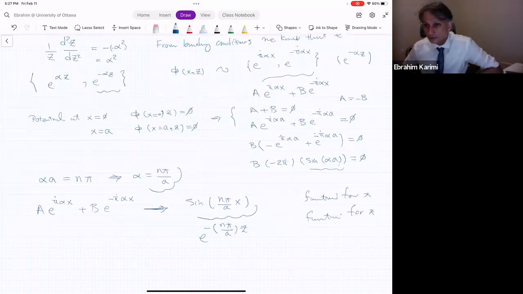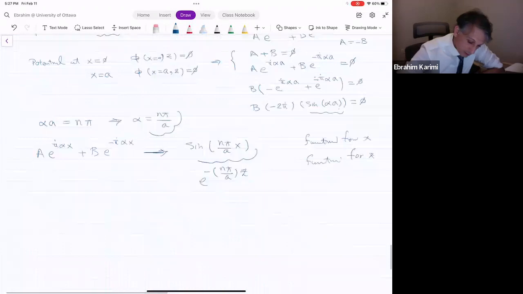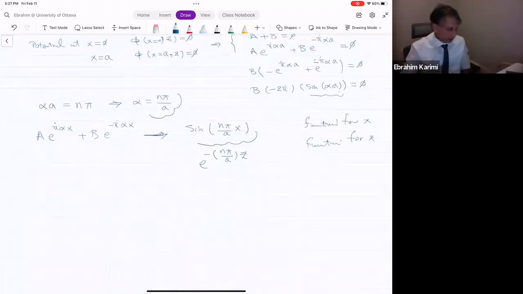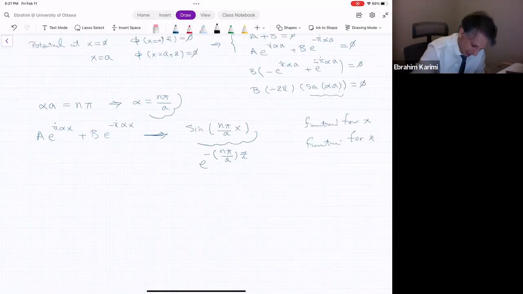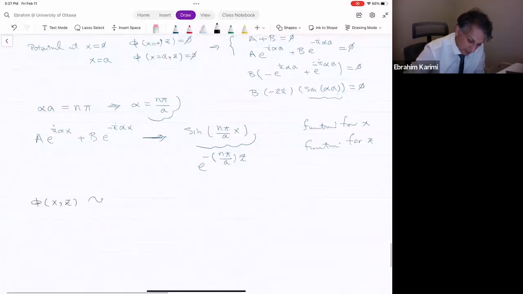All right. Good. Then I know that the potential that I have, x and z, is given in terms of sine of n pi over a times x, e power of minus n pi over a times z.